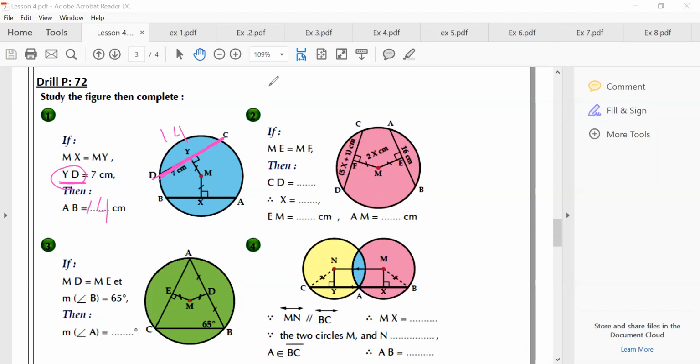Okay, the next one, for who? Number 2. Alia, did you sleep, Alia? Are you with me? Alia, can you help me in number 2? I will try. Okay, ME equals MF. Then what?